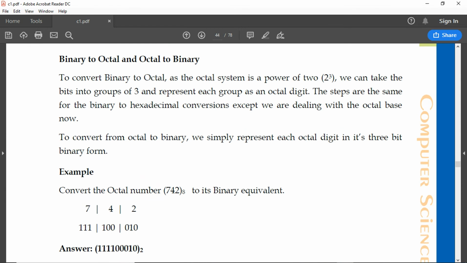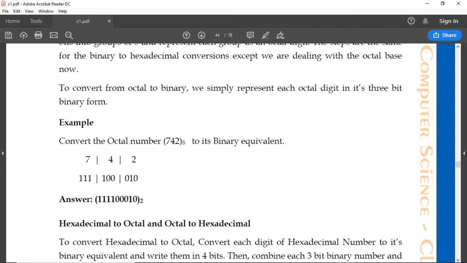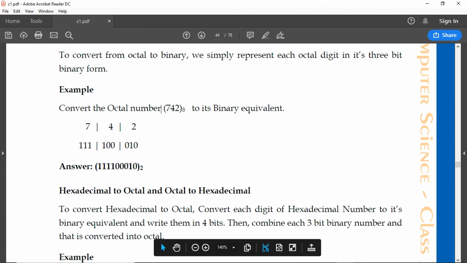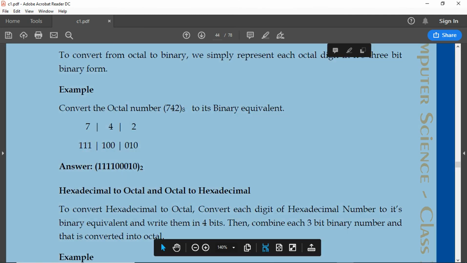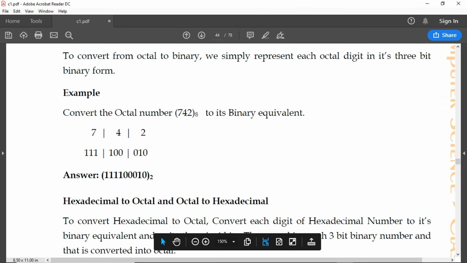45. Binary to octal and octal to binary. To convert binary to octal, as the octal system is a power of 2, 2^3, we can take the bits in groups of 3 and represent each group as an octal digit. The steps are the same as for binary to hexadecimal conversions, except we are dealing with the octal base. Now, to convert from octal to binary, we simply represent each octal digit in its 3-bit binary form. Example. Convert the octal number 742 base 8 to its binary equivalent. 742 gives 111 100 010.